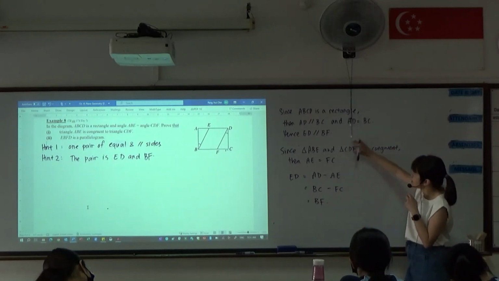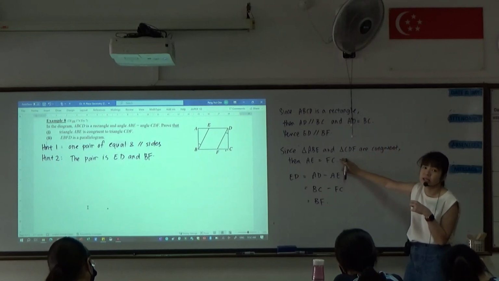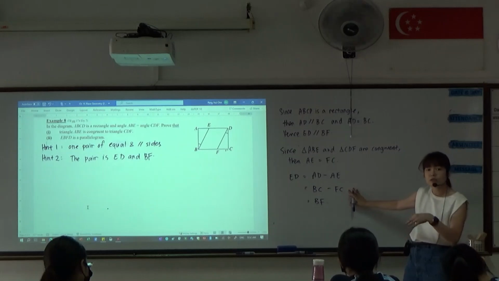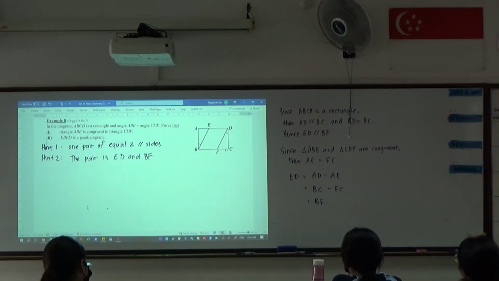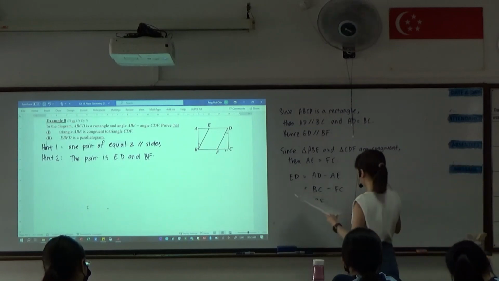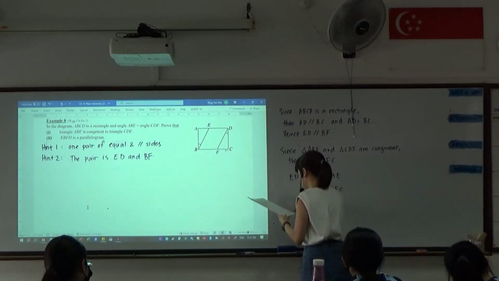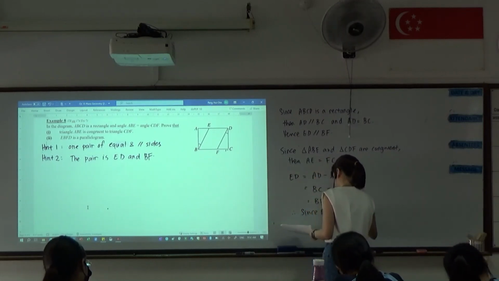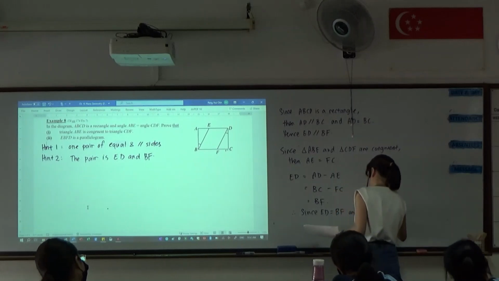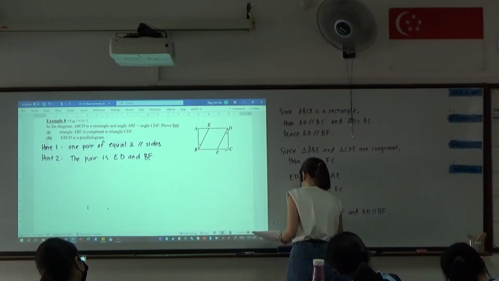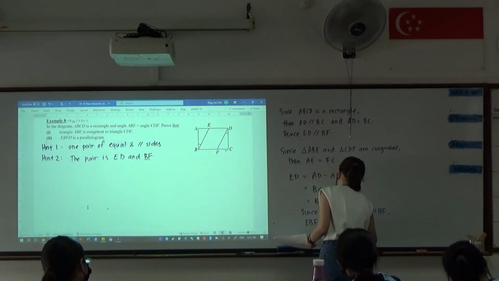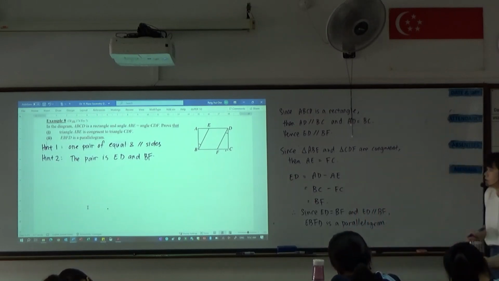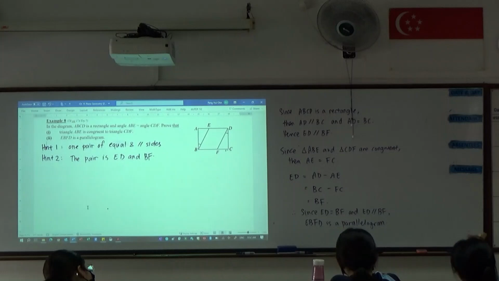You cannot give me two separate statements telling me that AD equals BC and AE equals FC and then say that ED equals BF without showing me these steps at all. You need to be very clear. That's why when it comes to proving, clarity is very important. And that's how we end up concluding that EDFB is a parallelogram.